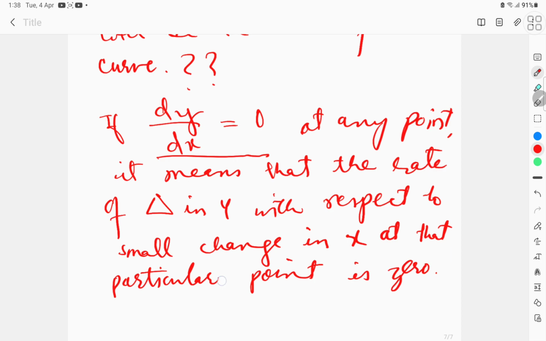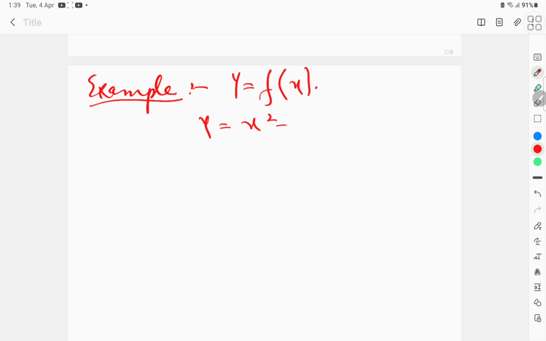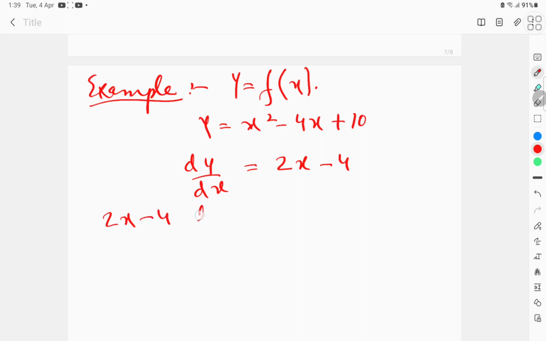To have a quantitative analysis or a graphical representation, consider the following example. Suppose the functional relationship between x and y is y equals x square minus 4x plus 10. When we first differentiate y with respect to x, it will be 2x minus 4. Let us see what this 2x minus 4 tells. It tells the slope.